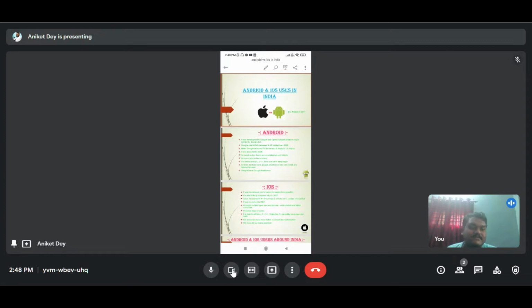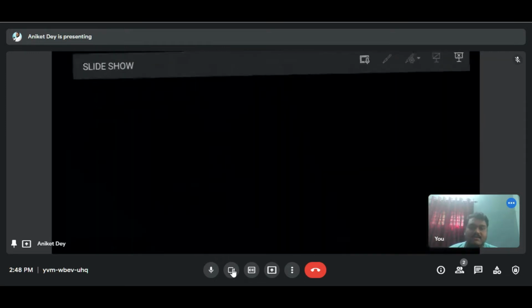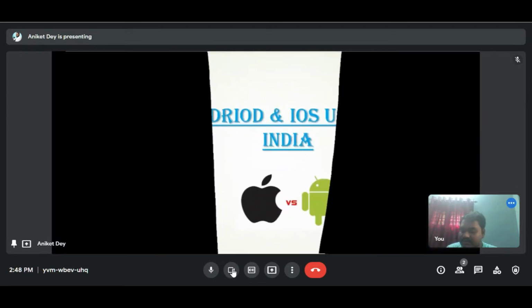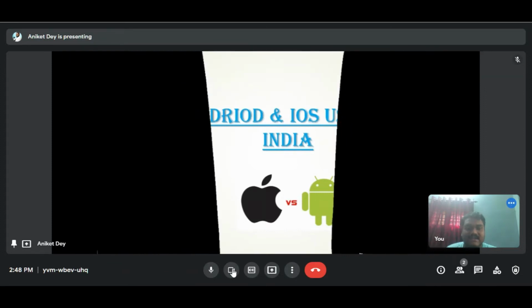Currently, I'm pursuing BCA from University of Engineering and Management, and I'm in final year. And today, I'm going to represent a pie chart of Android and iOS users in India. The full form of iOS is iPhone operating system. And before going to our topic, we must know what is Android and what is iOS.